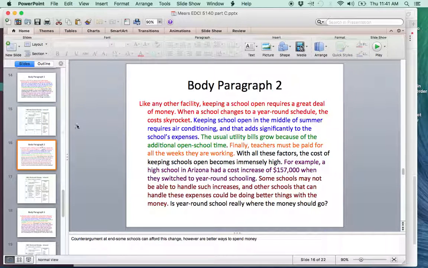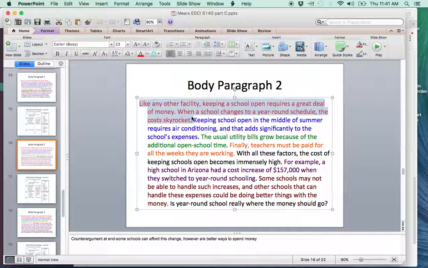If I look at body paragraph 2, the writer has started with his or her reason. 3 different examples that I have highlighted for you. Again, a specific statistic or fact. And then the writer included another counter argument at the end. The writer wrote, some schools may not be able to handle such increases, and other schools that can handle these expenses could be doing better things with the money.